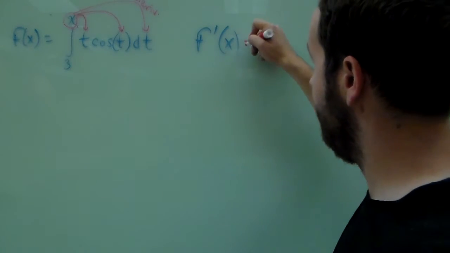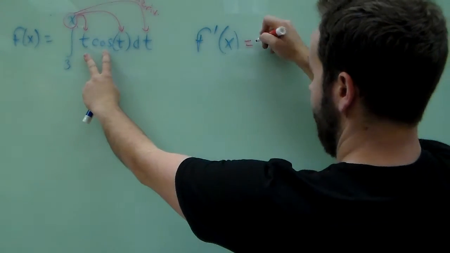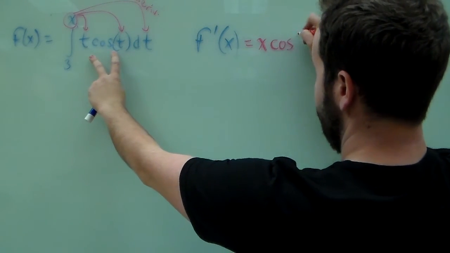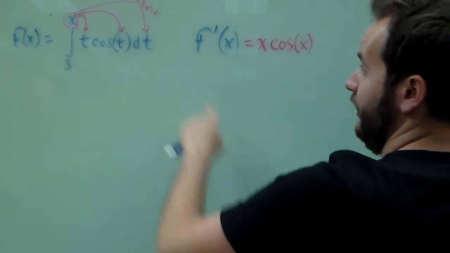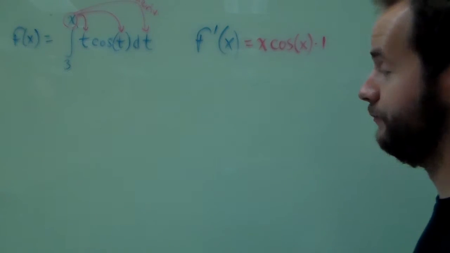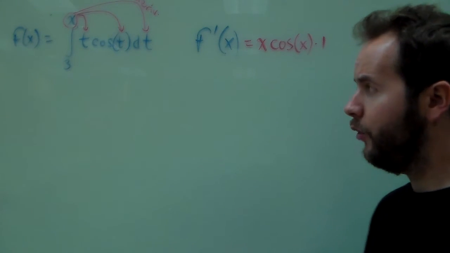So I'm going to plug in x for every instance of t that I see. So I have x cosine of x, and then I'm going to take the derivative of that upper bound, which is 1, and plug it in for dt. That would just be times 1. Now we're halfway there. We are then going to subtract what we get when we do the same thing, but now for the lower bound.